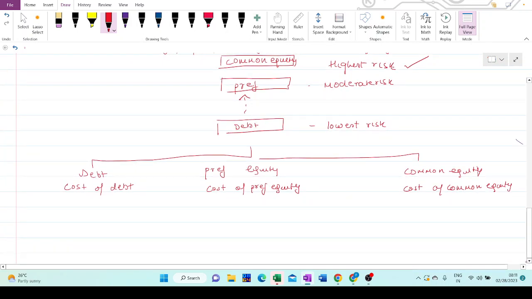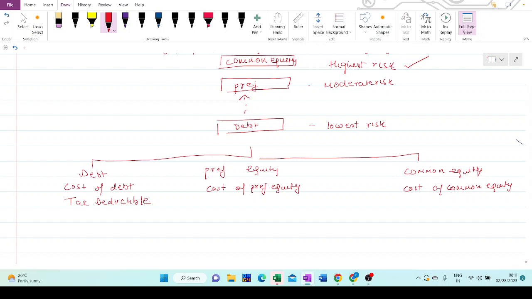Guys, out of all these costs, only my cost of debt would reduce my tax liability. So only my cost of debt is tax deductible. It's only the cost of debt that reduces my tax liability, that results in tax savings. Cost of preferred equity and common equity are not tax deductible. They do not reduce my tax liability.